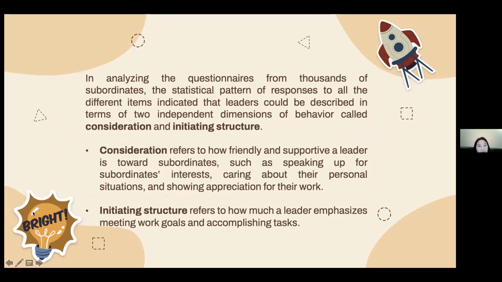In analyzing the questionnaires from thousands of subordinates, the statistical pattern of responses to all the different items indicated that leaders could be described in terms of two independent dimensions of behavior called consideration and initiating structure. Consideration refers to how friendly and supportive a leader is toward subordinates, such as speaking up for subordinates' interests, caring about their personal situations, and showing appreciation for their work. Initiating structure refers to how much a leader emphasizes meeting work goals and accomplishing tasks.